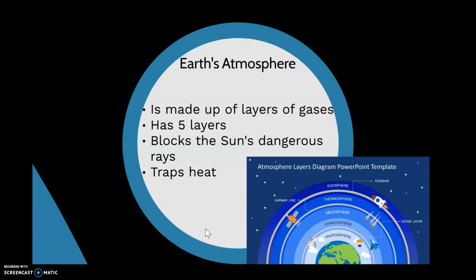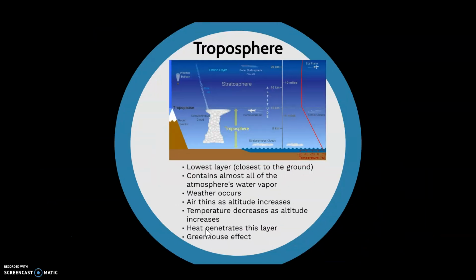So we've got the troposphere, which is the first layer, the stratosphere, mesosphere, thermosphere, and your exosphere, which is your furthest one. So we have the ozone layer that helps block the sun's dangerous rays, and then our atmosphere helps trap heat in, so it keeps the temperature that we need to live here.